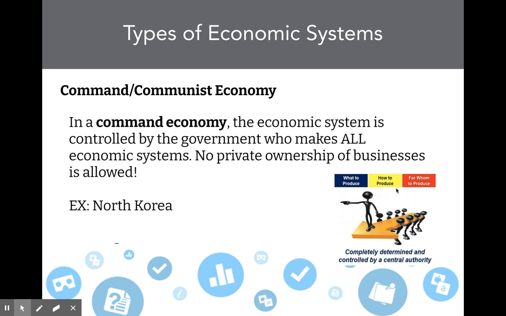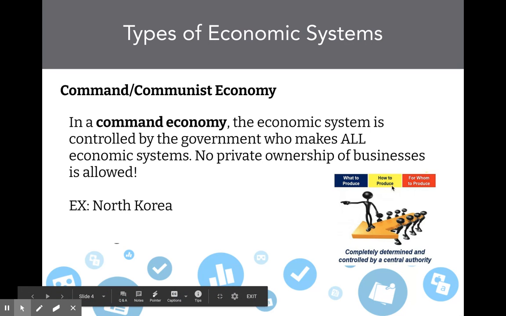These are the 3 questions that all governments have to answer when they want to make sure that they have a strong economy. Somebody has to decide what gets produced. Somebody has to decide how the goods are going to be produced. And someone has to decide who's going to get the goods. In a command economy, these 3 economic questions are determined by the government.